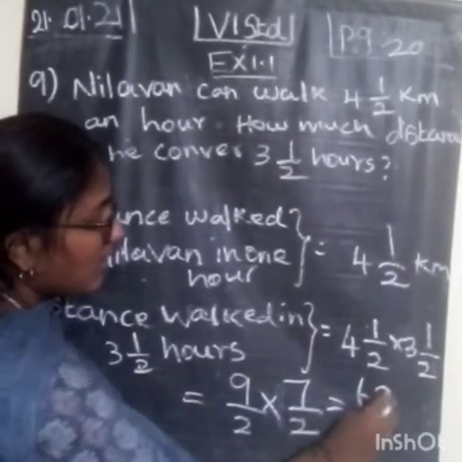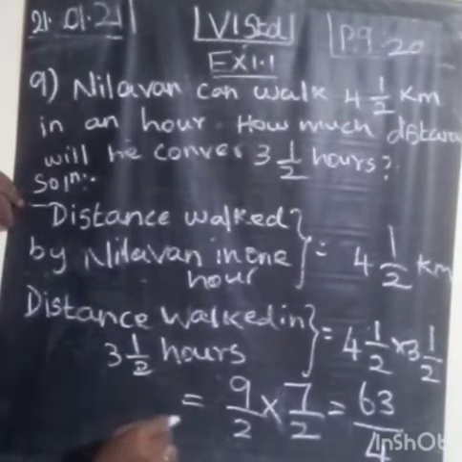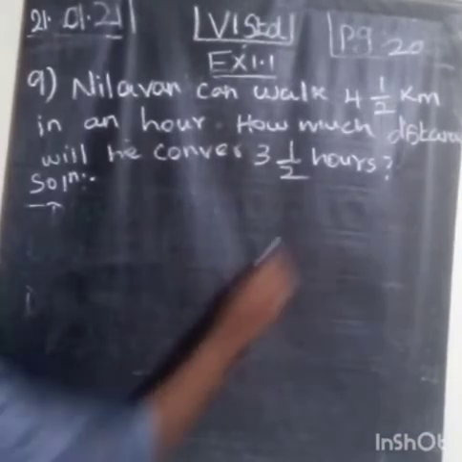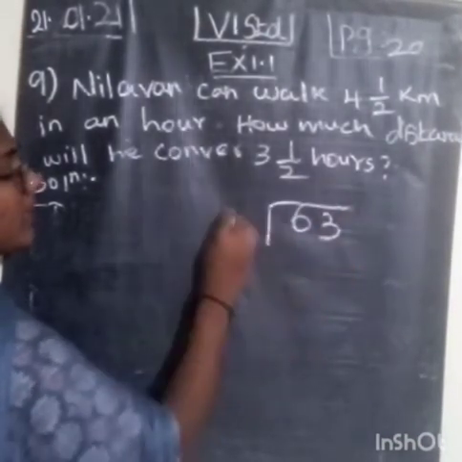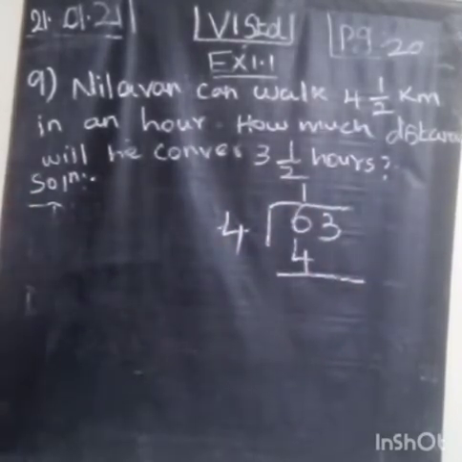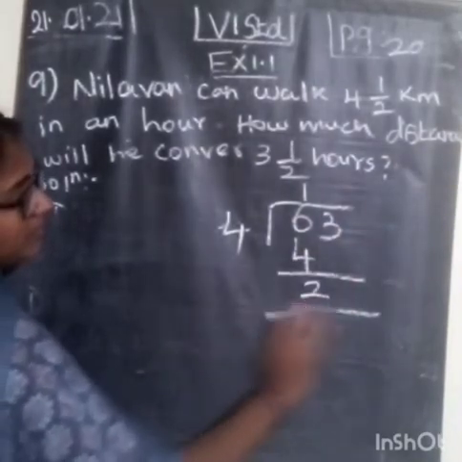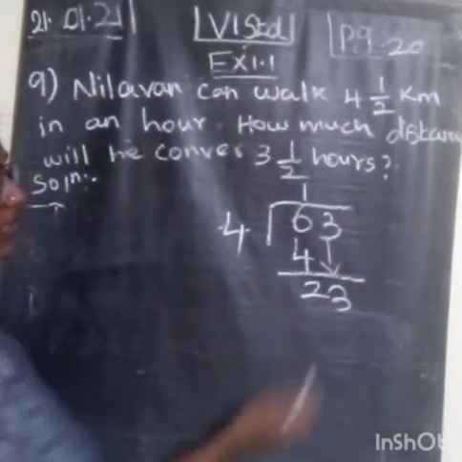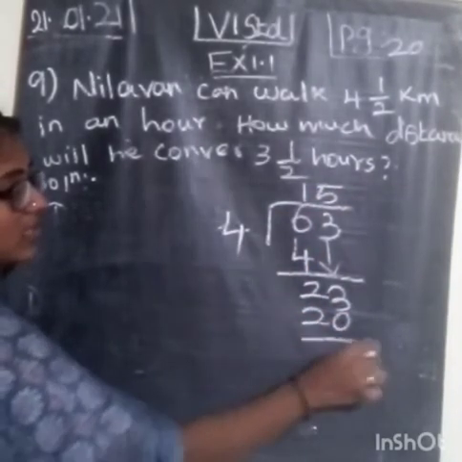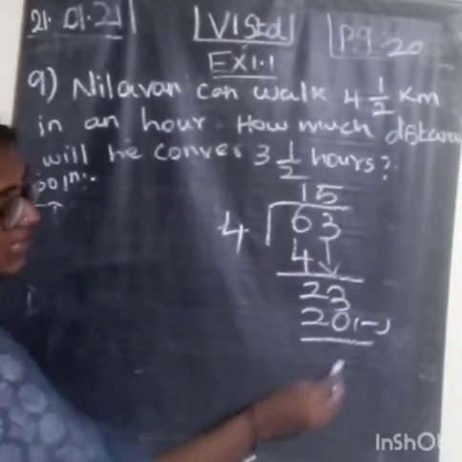2 twos are 4, so 63 divided by 4 kilometers. Now 63 divided by 4. 1 four is 4, 6 minus 4 is 2. Bring down 3, so 23. 5 fours are 20. Subtract 23 minus 20, which is 3.